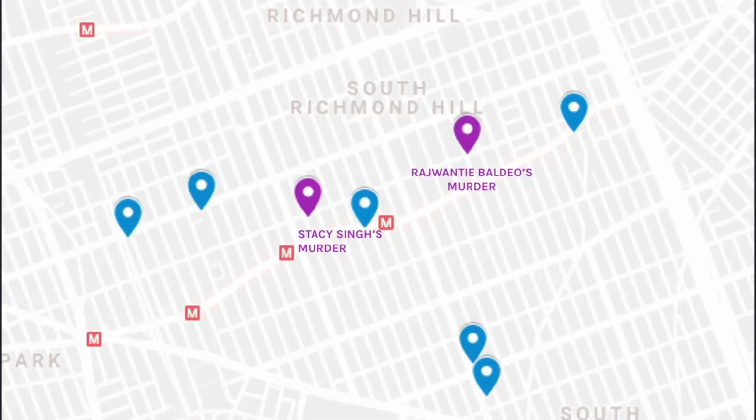And this is Richmond Hill. It's the community I grew up in, and it's home to a large Indo-Caribbean community in Queens. The 2 purple pins represent the 2 domestic violence murders in the community, Stacey Singh's and Rajwanti Baldeo's. The blue pins represent community organizations who would like to offer support.